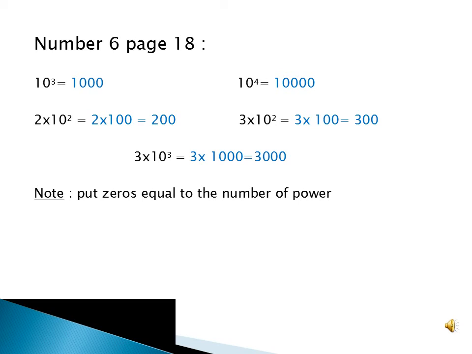2 times 10 power 2 is 2 times 100 equals 200. 3 times 10 power 2, so we put 3 times 1 with 2 zeros beside it, equals 300. 3 times 10 power 3 equals 3 times 1 with 3 zeros beside it, and it becomes 3000. So don't forget that the number of zeros is equal to the power in powers of 10.